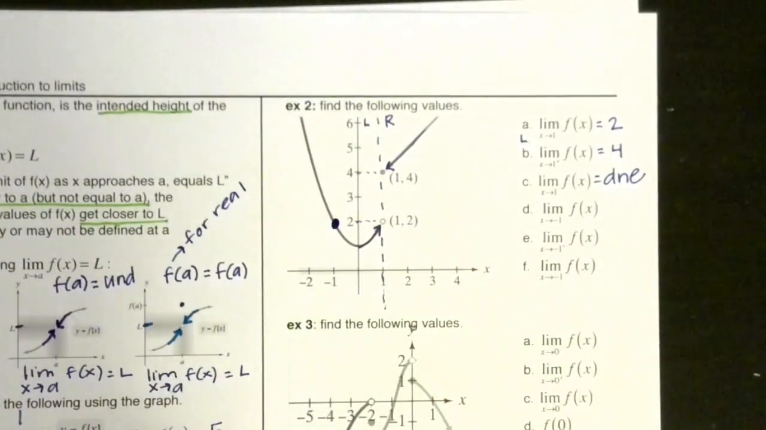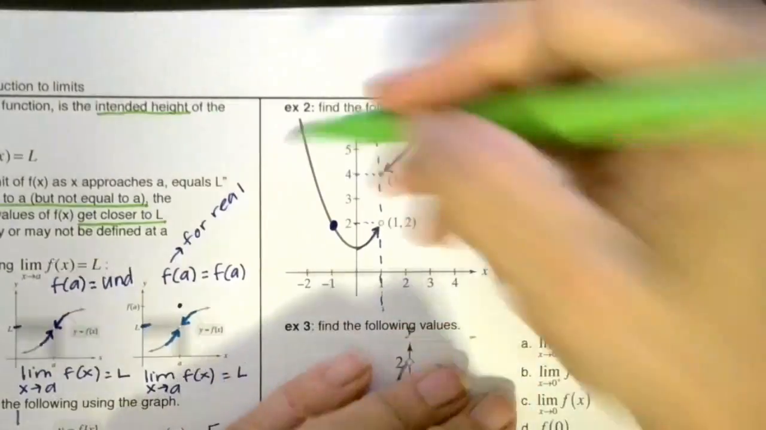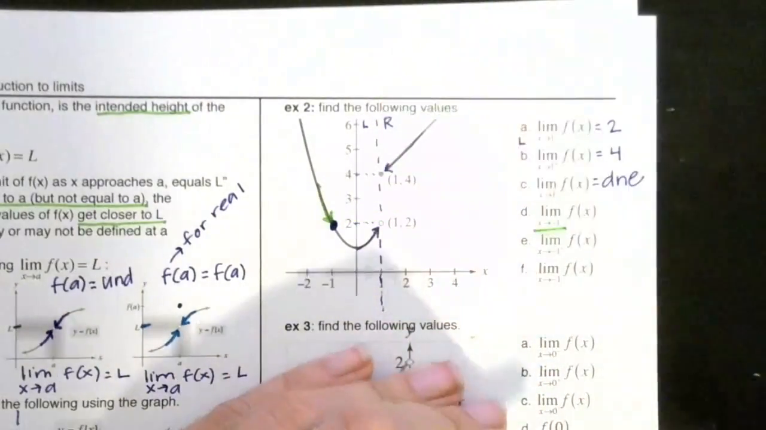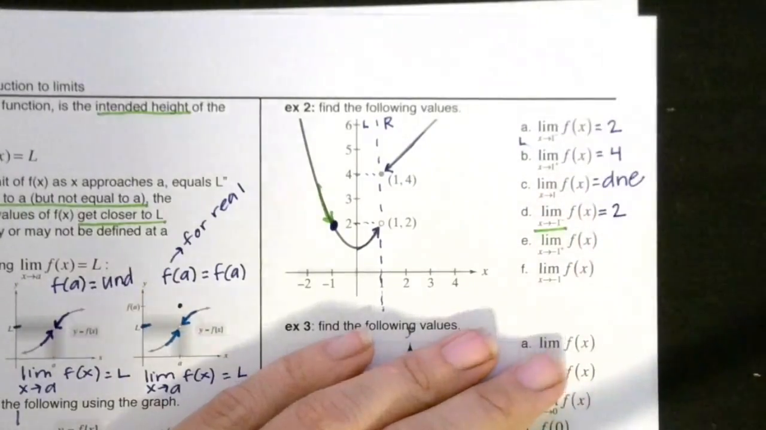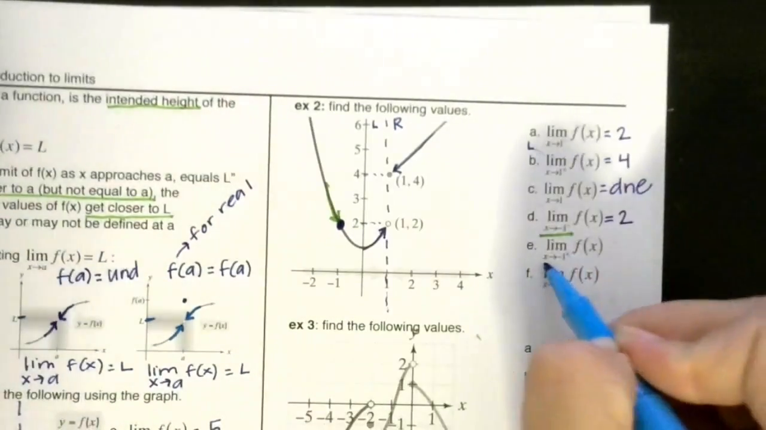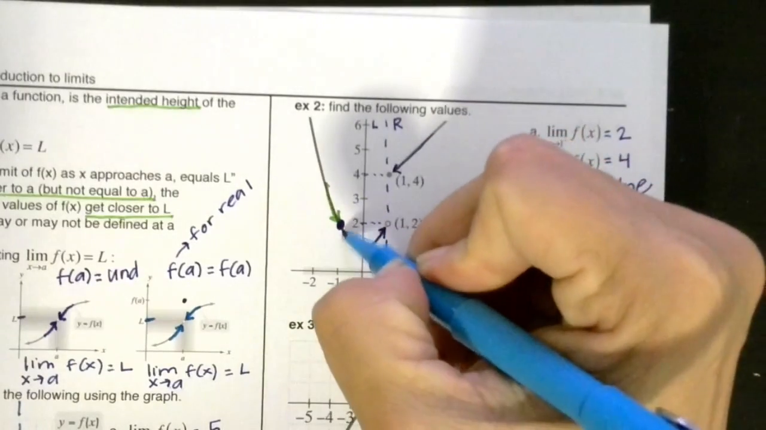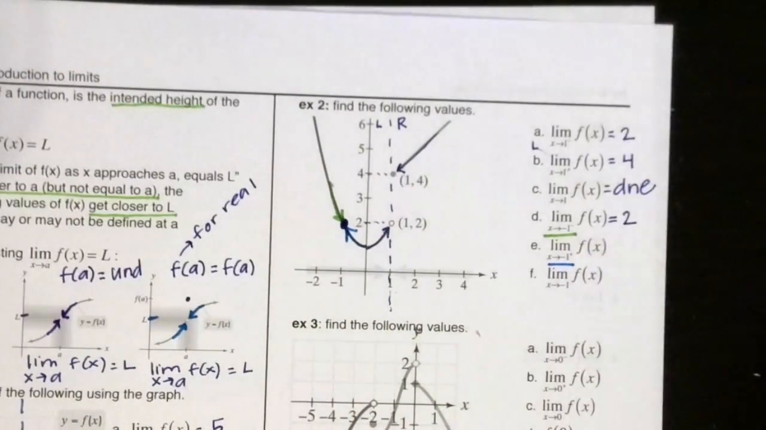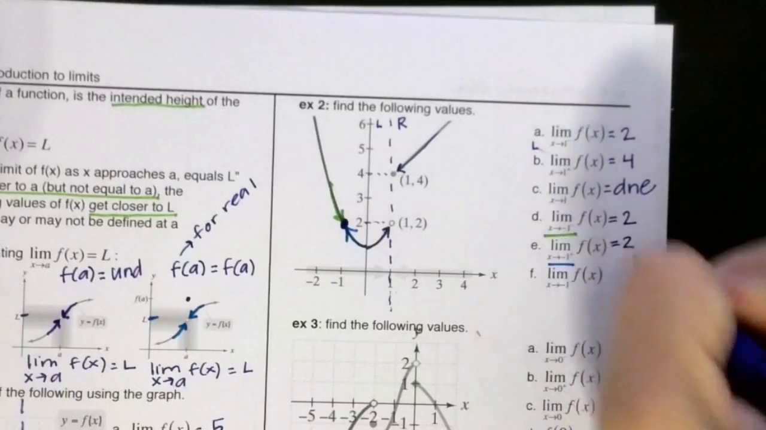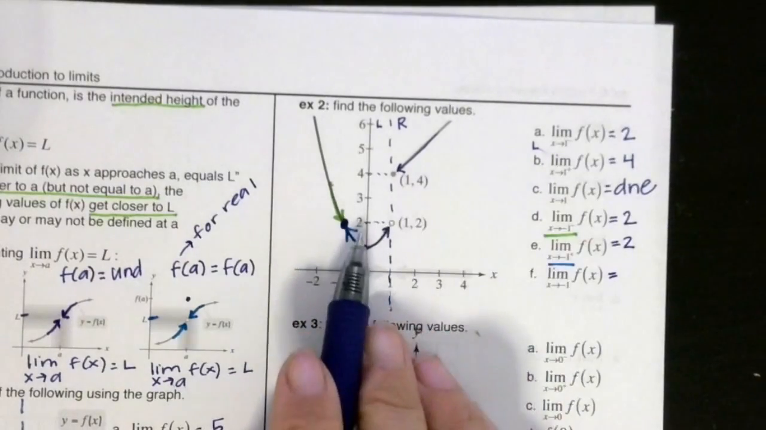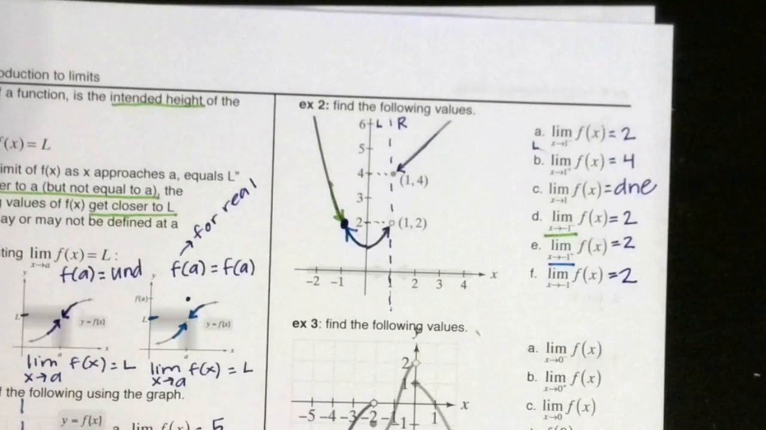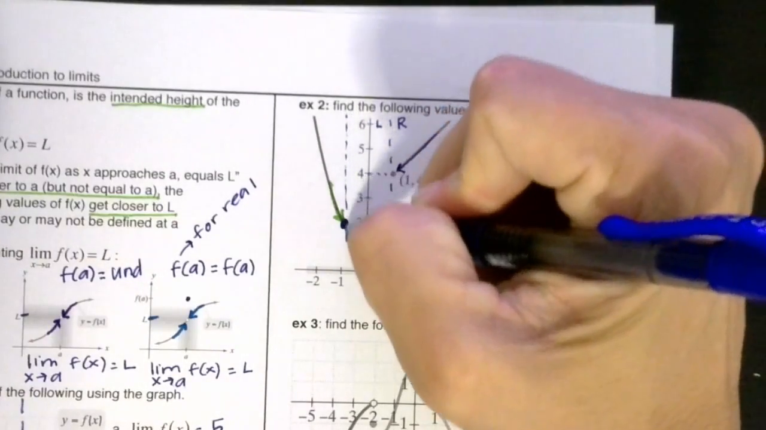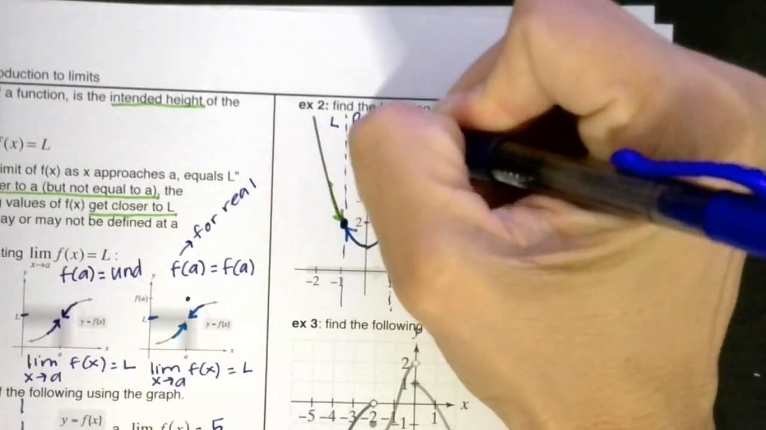So as I come in from the left, that's this guy, my intended height is 2. And as I come in from the right, which would be here, my height is 2. And because the left-hand limit and the right-hand limit both match, my limit at -1 is also 2. So I'm just going to draw this in again. This is the left, this is the right.